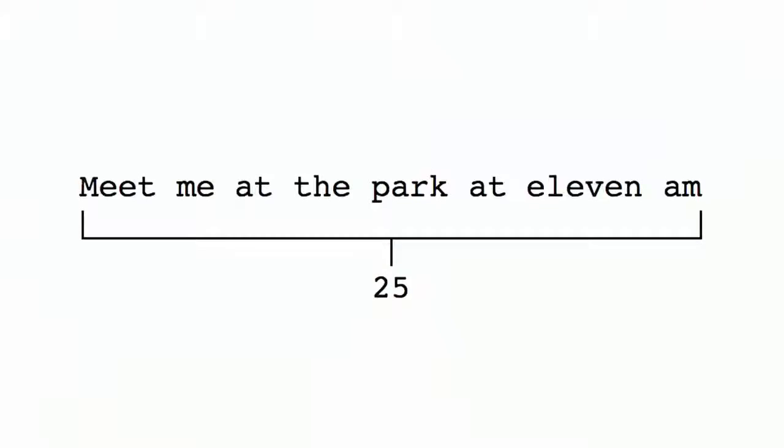Let's see how this works by encrypting Alice's message to Bob, "meet me at the park at 11 a.m." I personally think bacon is delicious, so let's use that as the key. If we take the message in its unencrypted plaintext format, we see that it's 25 letters long.